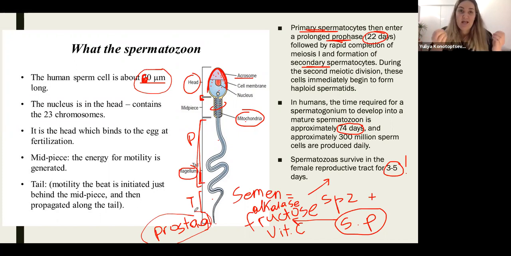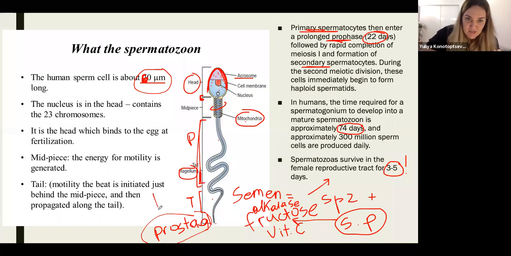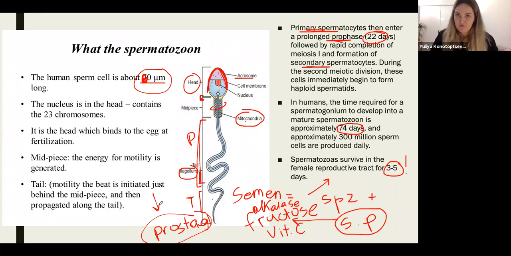If vagina and uterus contract, they basically bring the semen closer to the oocyte. So this little substance is the one that they're going to test you on. Prostaglandin causes smooth muscle contraction in the female reproductive tract, making sure that semen can reach the oocyte. Is it clear? Okay, was it difficult?